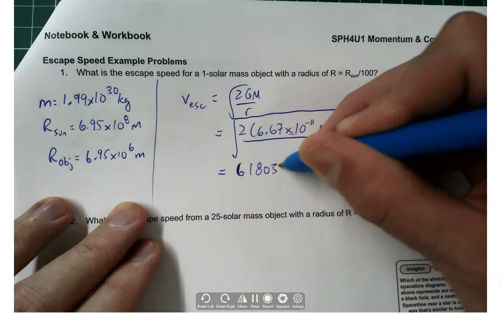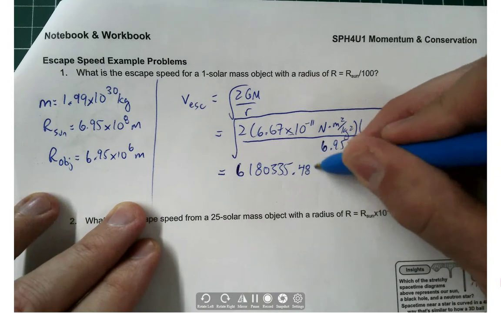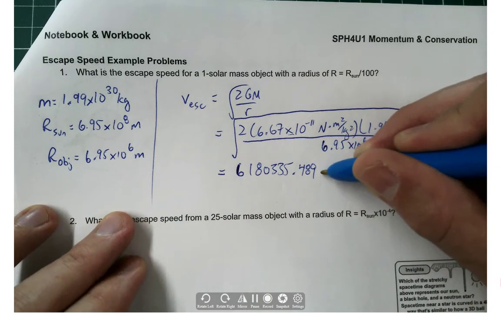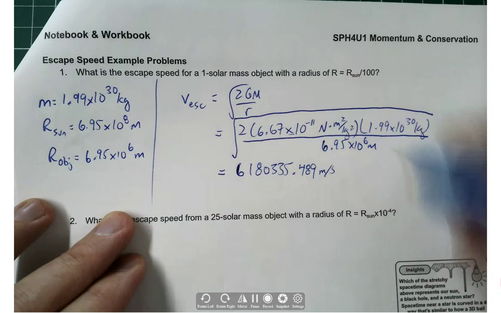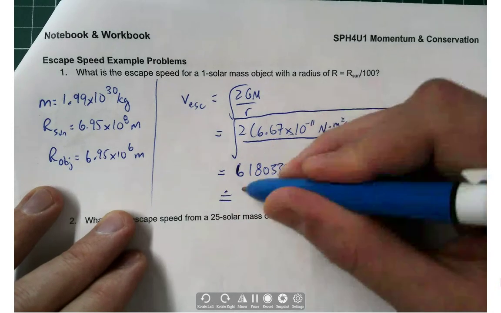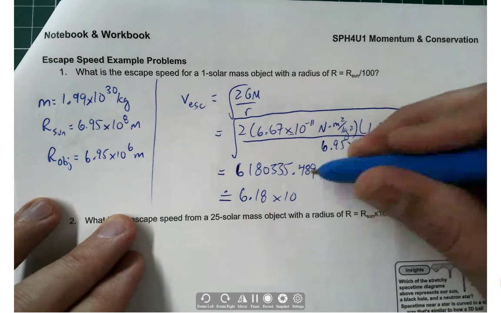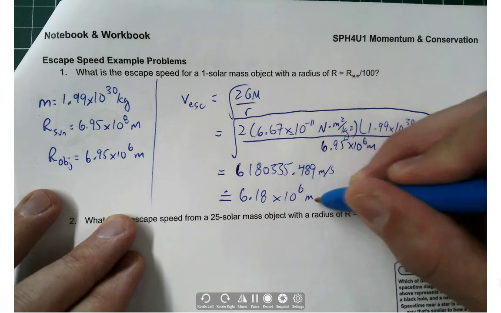6180335. Nice. That's exactly what I got. I love it. And it's meters per second. And so we say, okay, well, converting this over to scientific notation, that would be 6.18 times 10 to the power of 6 meters per second.